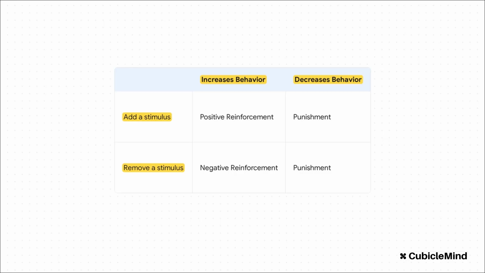Okay, let's break this chart down because the names can be a little confusing. Positive and negative here don't mean good and bad. Just think of them as adding something or taking away something. So if you want to increase a behavior, you use reinforcement.